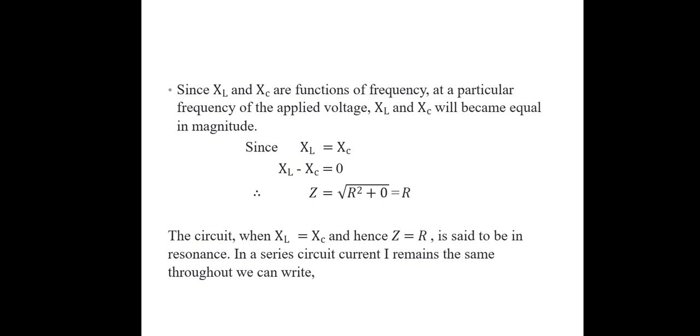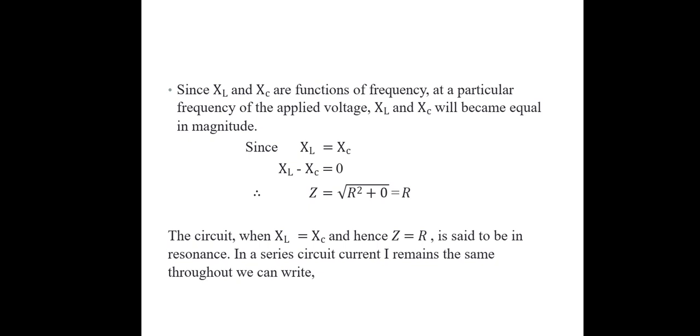The impedance is the combination of the resistance and the reactances of the inductance and capacitance. Under the condition XL equals XC, in R squared plus (XL minus XC) squared, XL and XC cancel, and R is left only. So the pure resistance is the impedance of the series resonance circuit when the resonance condition happens. The circuit is said to be in resonance when XL equals XC and the impedance is equal to the resistance. In a series circuit, the current remains the same throughout the circuit.